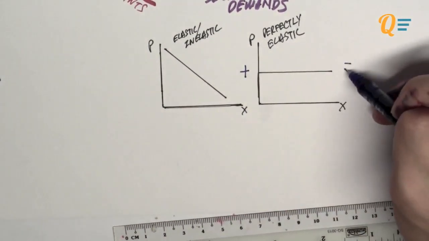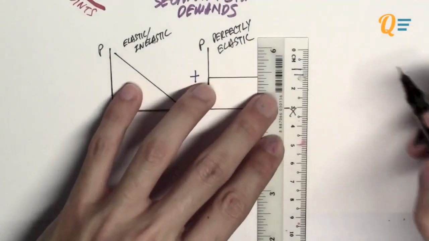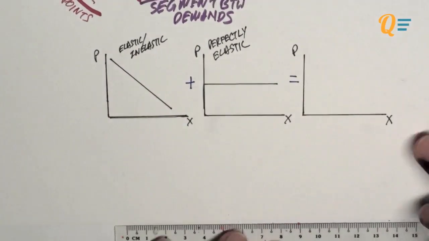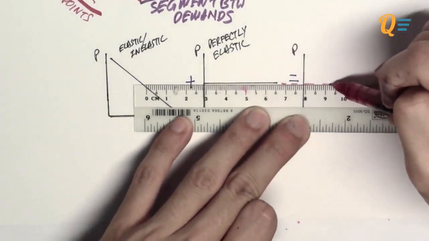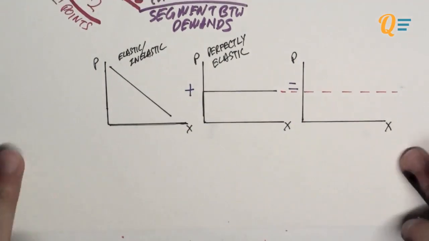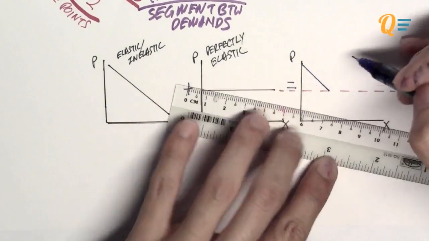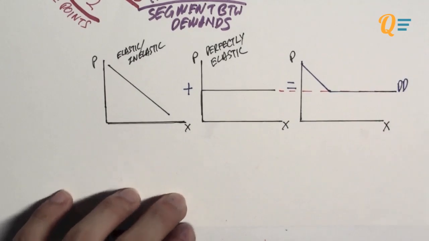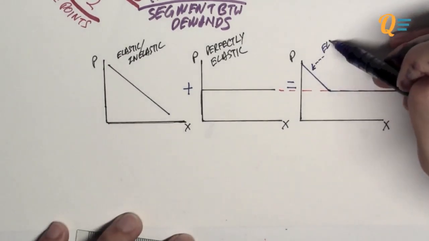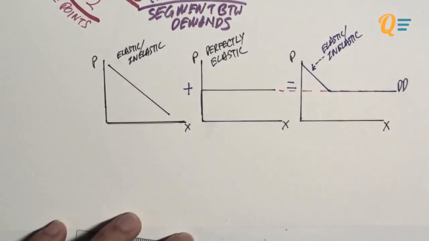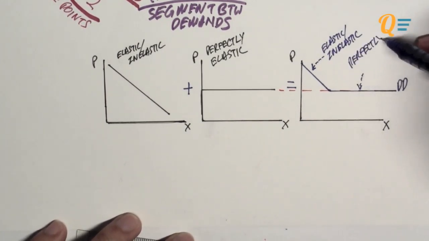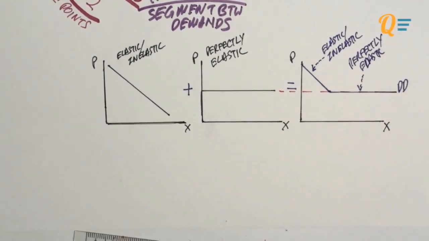So what's going to happen when I add these two demand curves together? You have to understand that the people that have perfectly elastic demand are only going to be willing to pay this price, no matter what the quantity in the market is. So this is what the demand curve is going to look like. It's going to kink at where the maximum willingness to pay occurs for the perfectly elastic people. So as you can see, this is the combination of the two different demand curves.